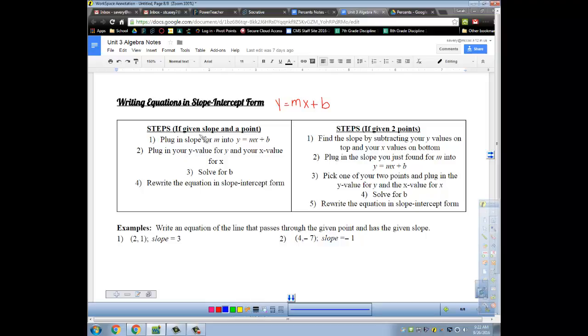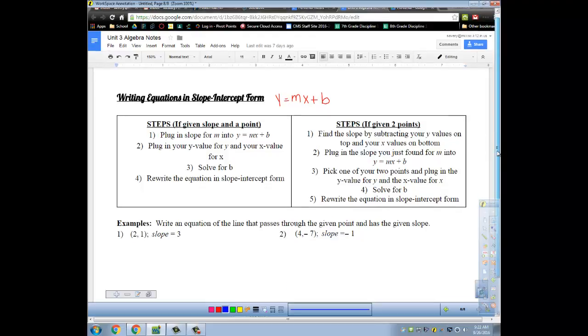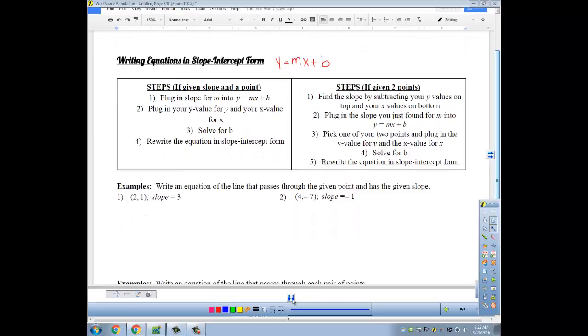Sometimes you might be given the slope and then a point that the line will pass through. If you're given that, I've written out the steps for that, and this is going to be our first two examples. Our last two examples will be if they just give you 2 points the line goes through. So they're very similar to each other.